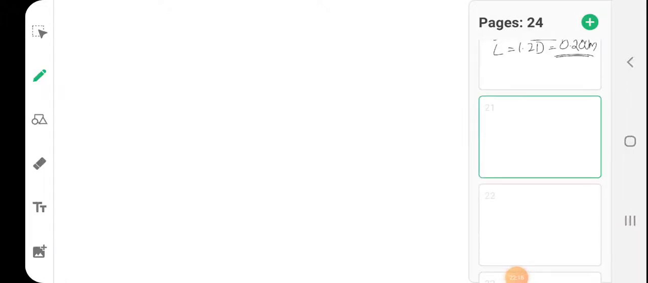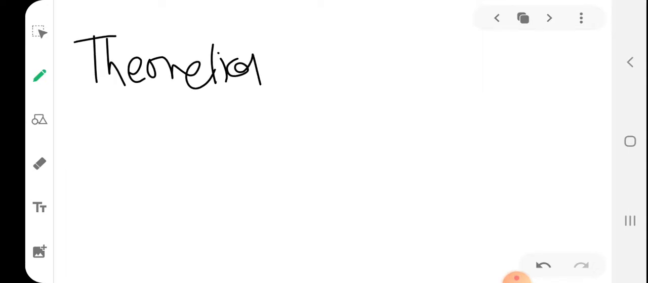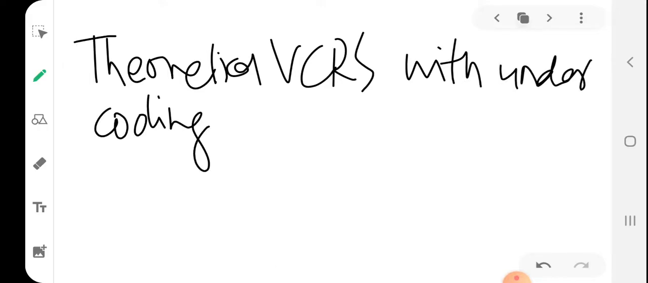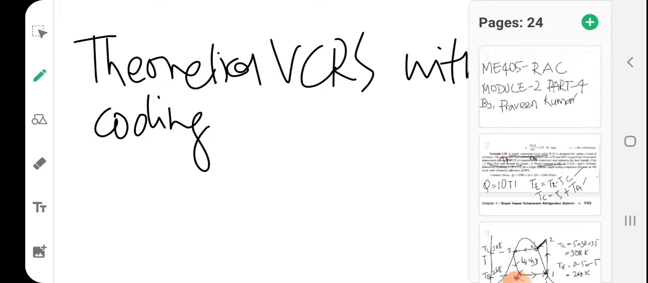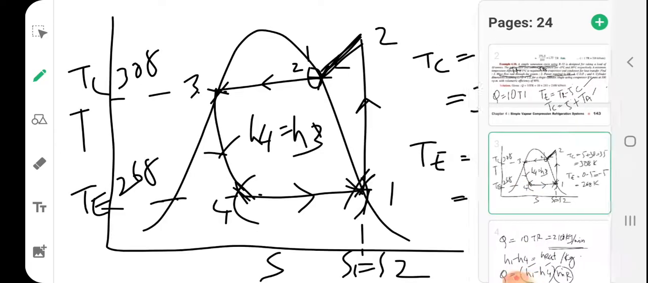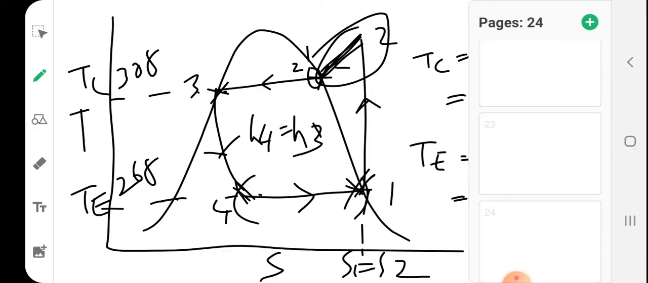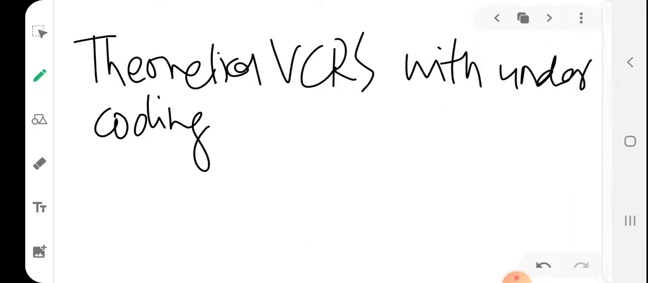Another type of theoretical system is the VCRS system with undercooling. Very important, undercooling. So actually the previous case was having superheating. So this is superheating, and now we are moving to study a particular system where there is undercooling.